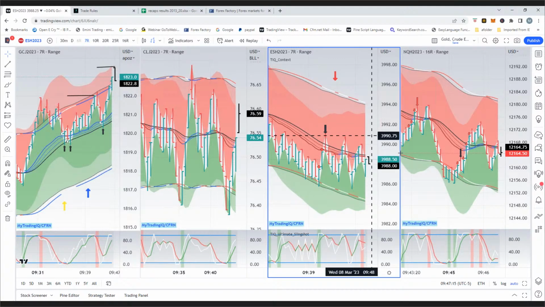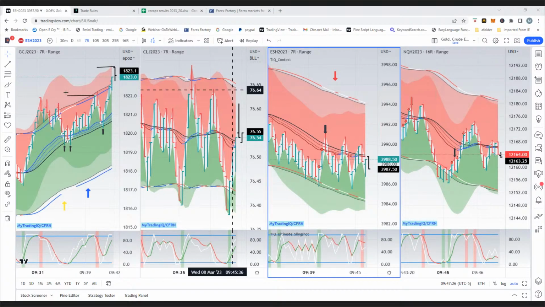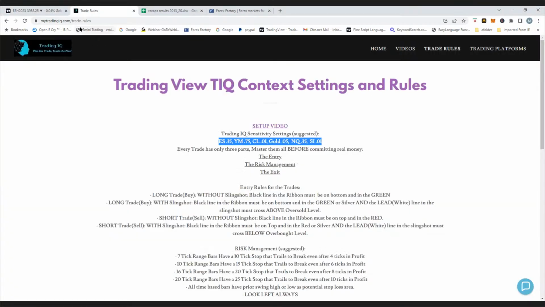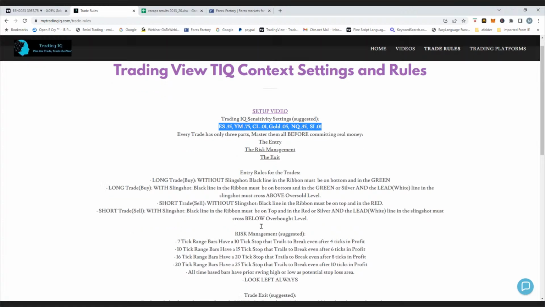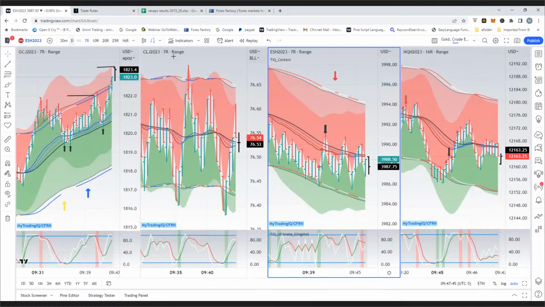Again, for everybody who is in here who has been here before, or who is an active partner, or anybody who's using the TIQ context: if you go here to mytradingview.com and click right here on trade rules, these are the rules for the trades, and this is the setup video. The risk management, the trade exit, the entry, all the things you need to know about it. Watch the video. The video's got a lot of information in it.